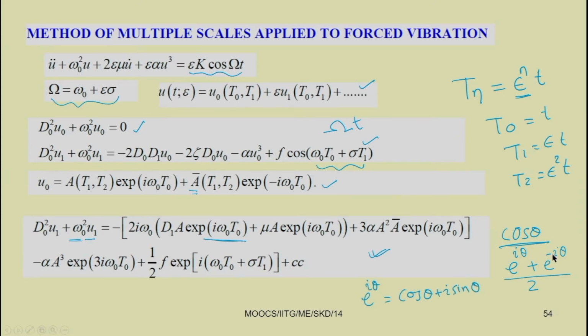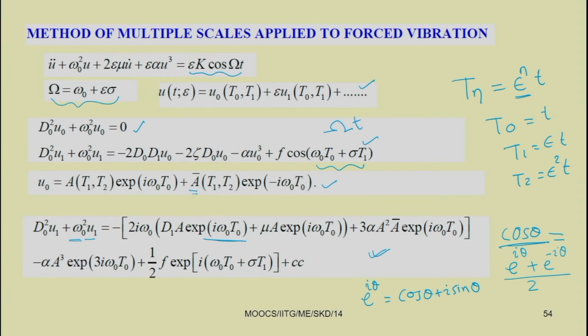So, e to the power minus i theta equals cos theta minus i sin theta. If you add e to the power i theta plus e to the power minus i theta, this becomes 2 cos theta. So cos theta will be equal to (e to the power i theta plus e to the power minus i theta) by 2.